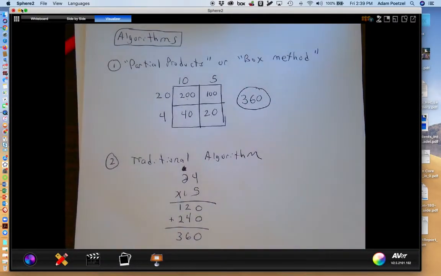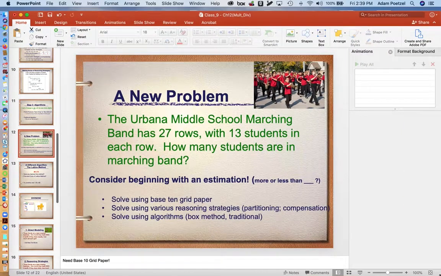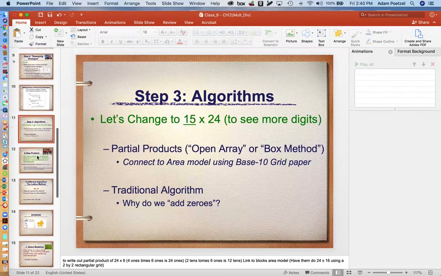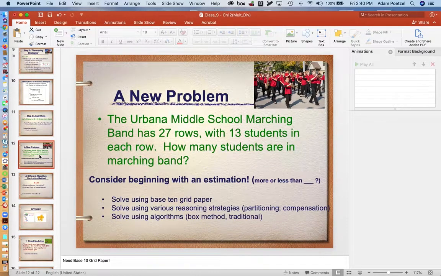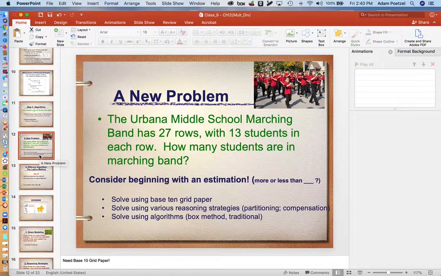All right, let me pull back here to our slide. I think I'm going to leave it like this. Yeah, so that's what we just looked at. So let's look at a new problem for you to play around with for a second, okay? I'd like you to take a look at 27 rows of 13 students in each row and to play with this on your own to get a little practice here.